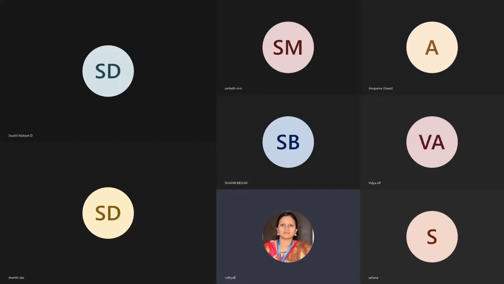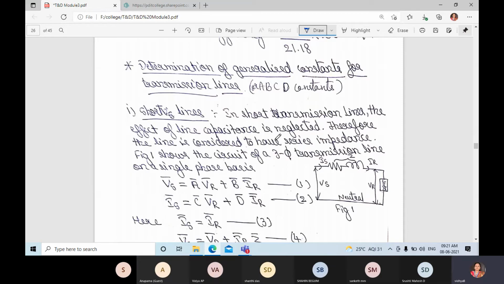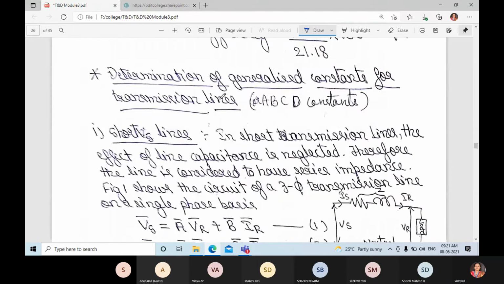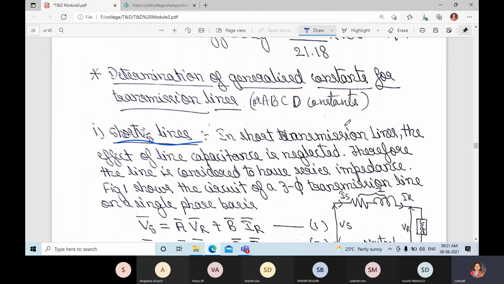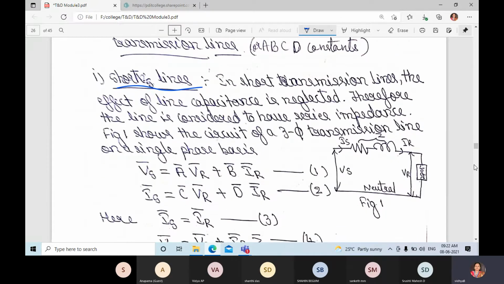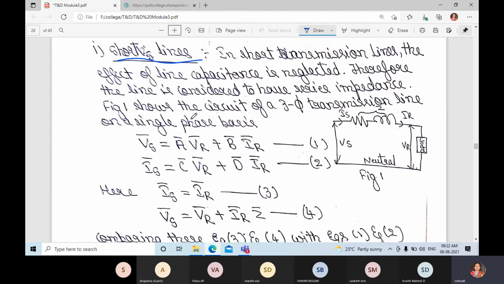About the ABCD constants, that is, determination of generalized constants for transmission lines. Short transmission lines: in short transmission lines we know that the effect of line capacitance is neglected. Therefore, the line is considered to have a series impedance, that is R and X. The figure shows the circuit of a three-phase transmission line on a single-phase basis.